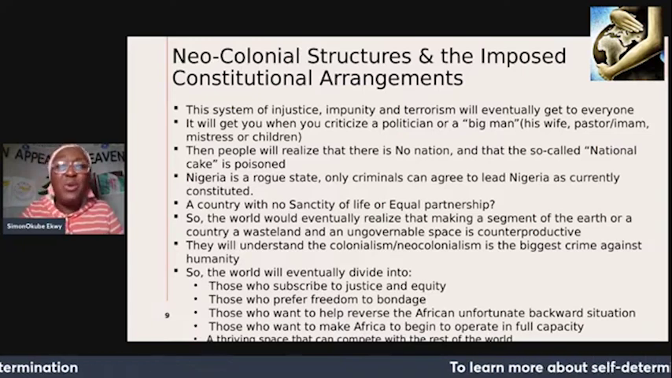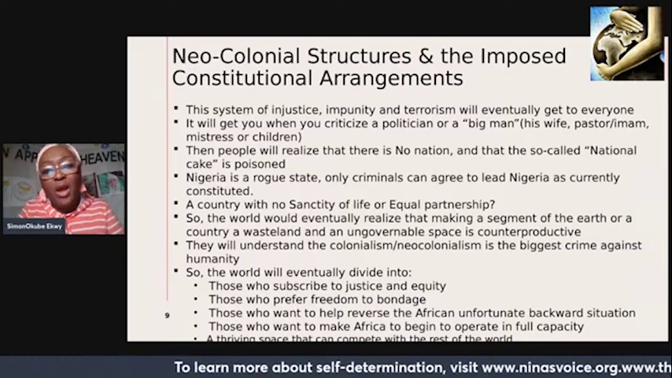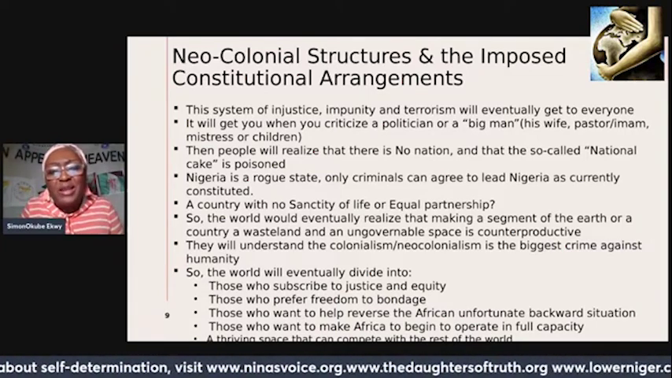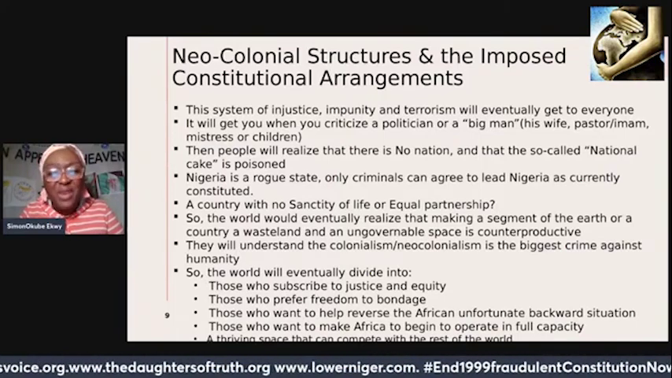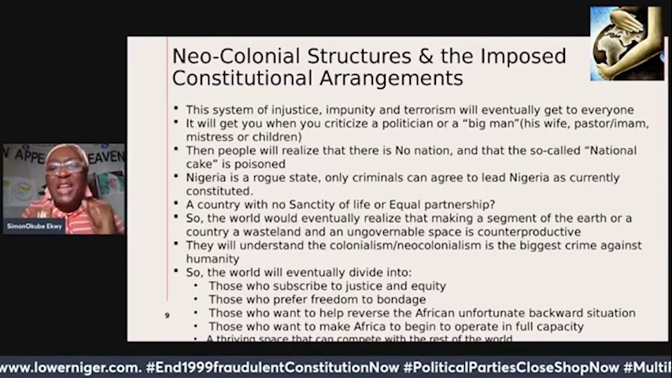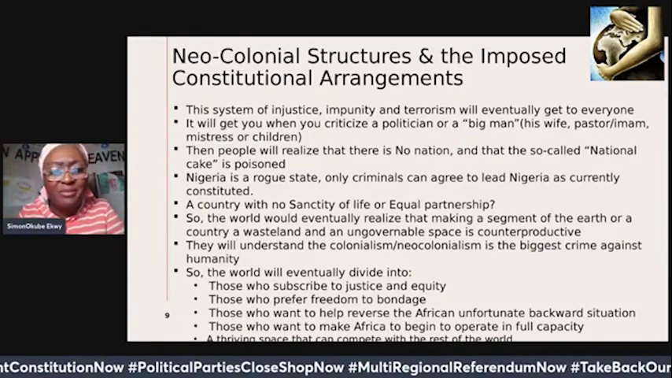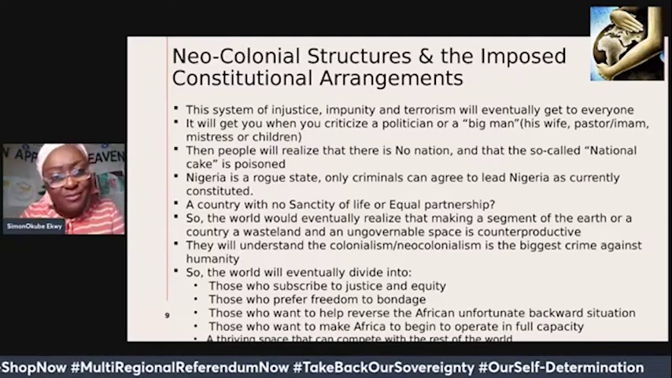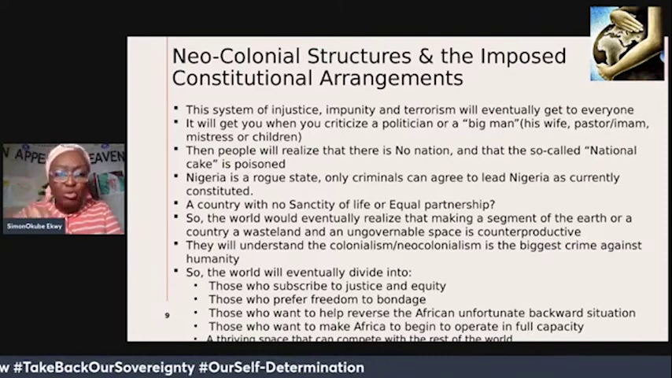So the world will eventually realize that making a segment of the earth or a country a wasteland and an ungovernable space is counterproductive. It will affect everyone. They will eventually understand that colonialism and neo-colonialism is the biggest crime against humanity. Everybody will get to that realization. And so far there's God on this earth, everybody will get to it. Because if it doesn't happen to you today, it will happen to you tomorrow.